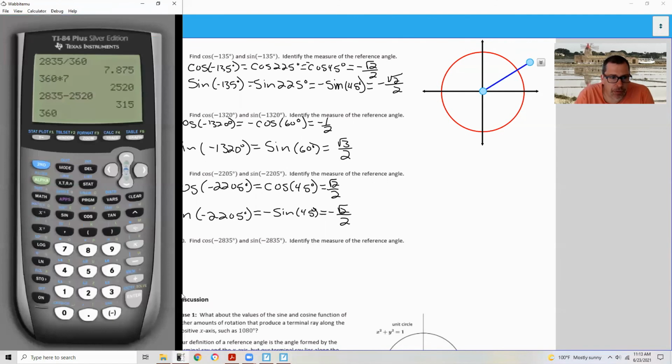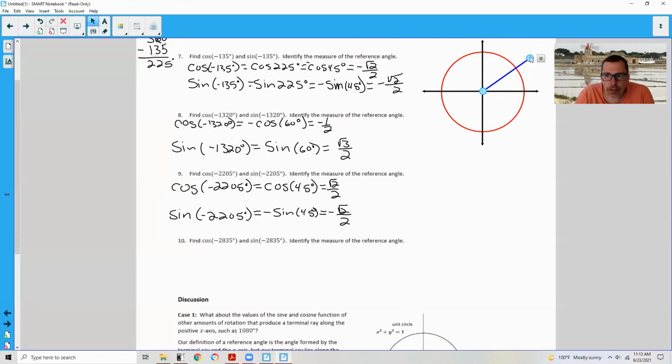And to find my reference angle, it's 360, the full rotation to get back to my x-axis, minus that 315 will give me 45 degrees. So now I am right here at 45 degrees. I then draw a vertical to the x-axis, and this is a right angle. This is 45 degrees. They're both positive. This is the square root of 2 over 2. This is the square root of 2 over 2.